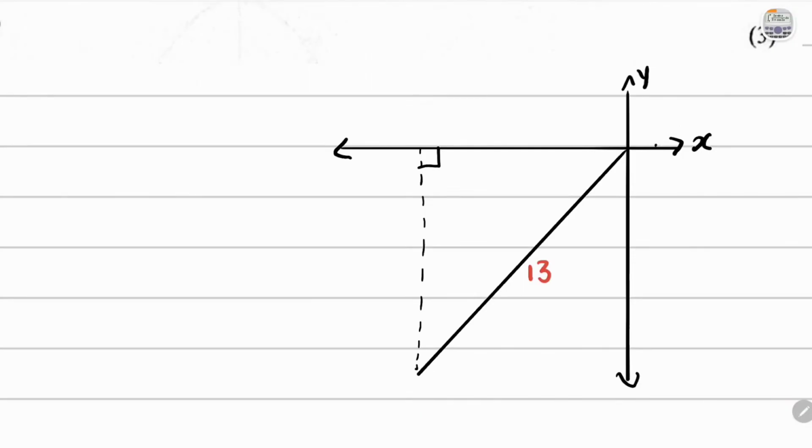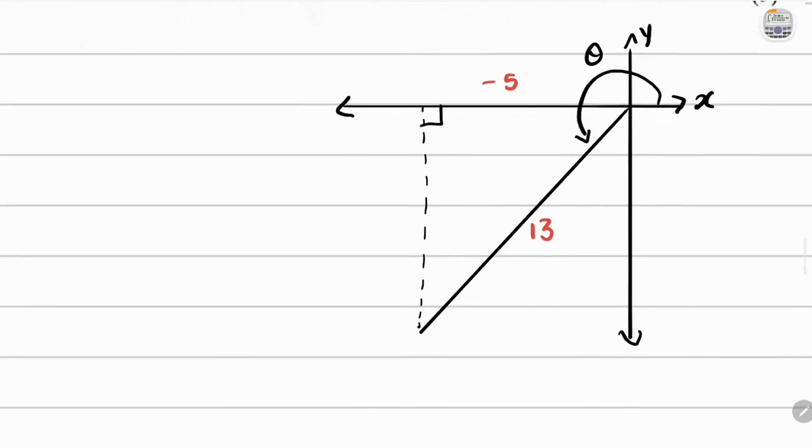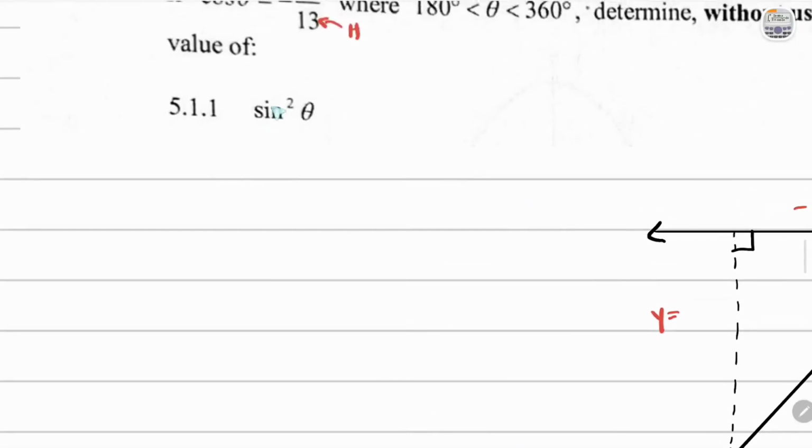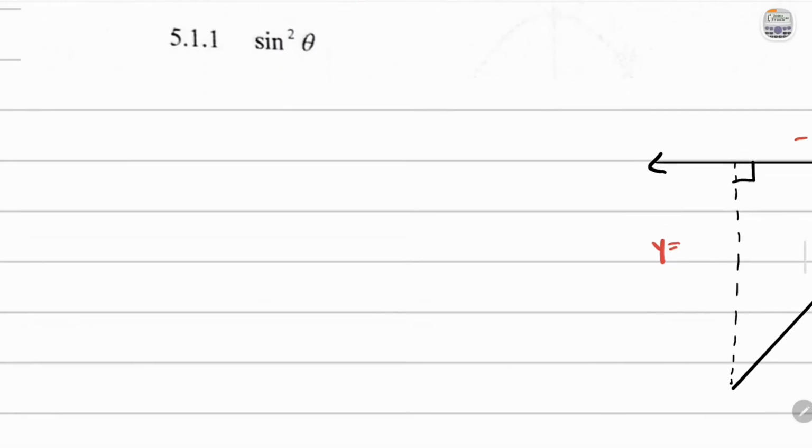The angle we are measuring, always measure from the x-axis to that line. That's theta. The side adjacent to it is here, because this one is opposite that angle. This is right next to it, so that is the negative 5. All we have to find is this y value over here. Let's do that first so we can find out what sine squared theta is.